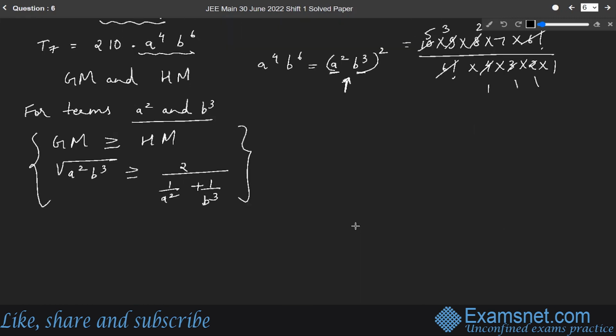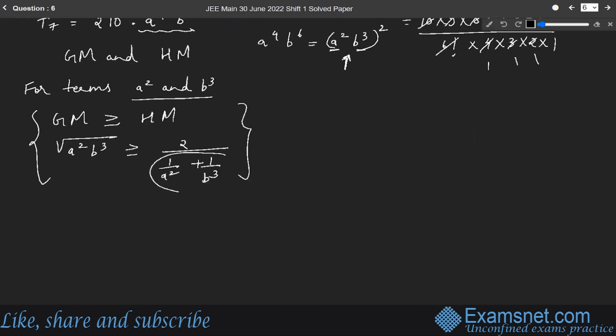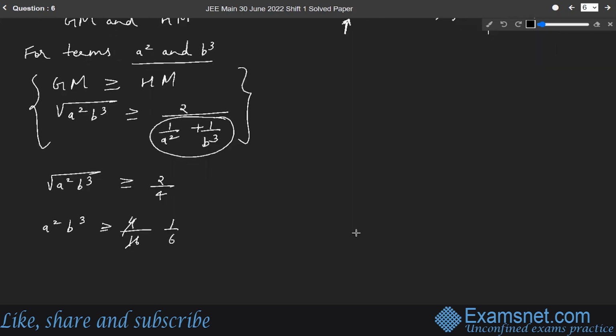It means that in the place of this expression, we can directly write 4 because in the question the value is already given. So the expression becomes square root of a square into b cube is greater than or equal to 2 by 4. Okay. Now, when we square both the sides, we have a square into b cube is greater than or equal to 4 by 16. 2 square is 4, 4 square is 16. 4 by 16 is 1 by 4. So a square into b cube is greater than or equal to 1 by 4.